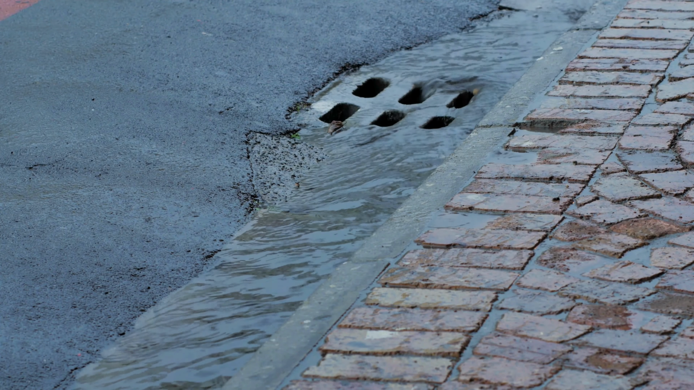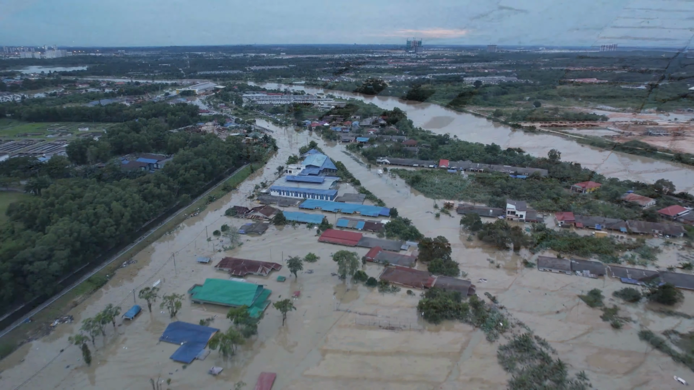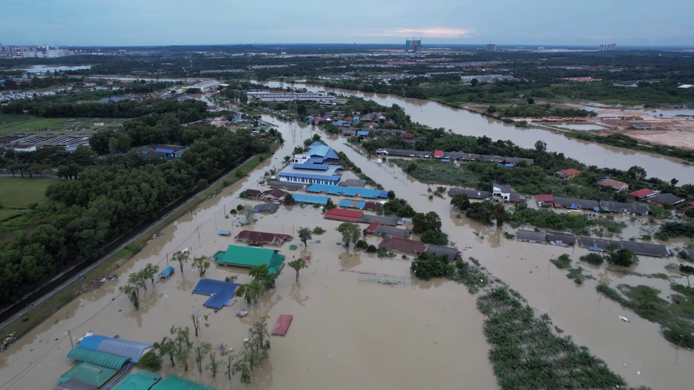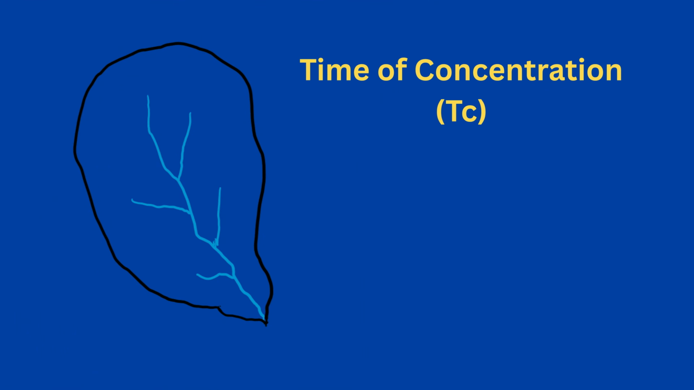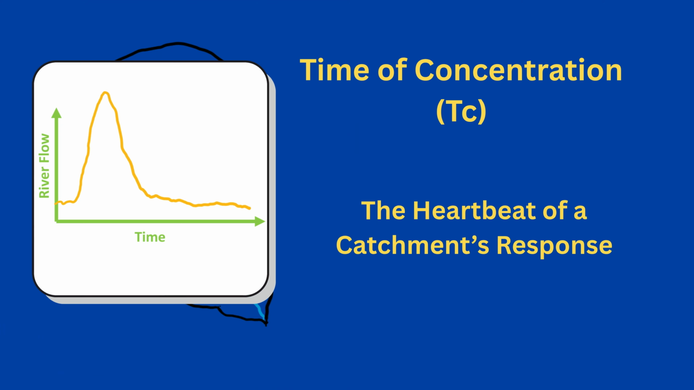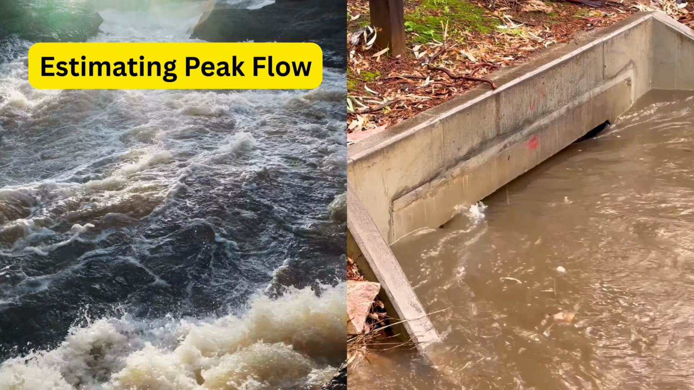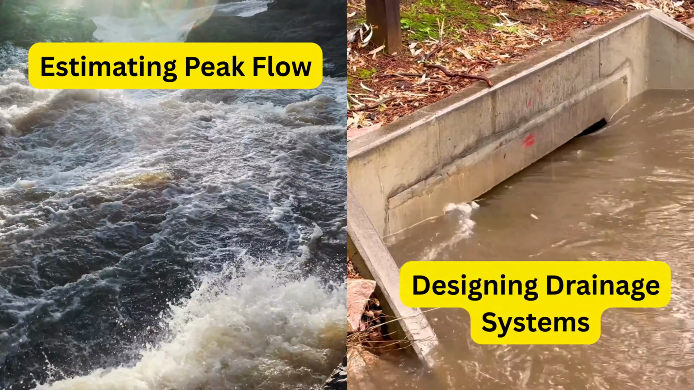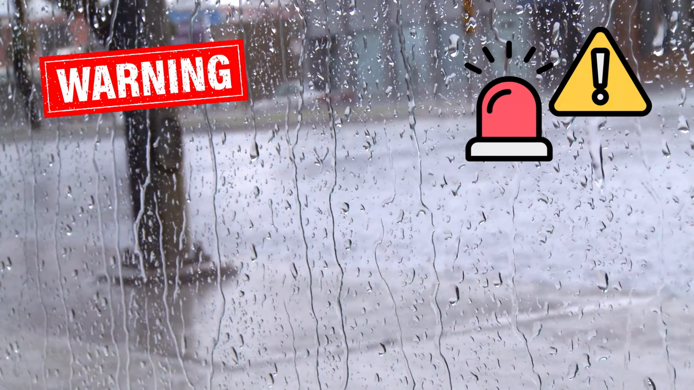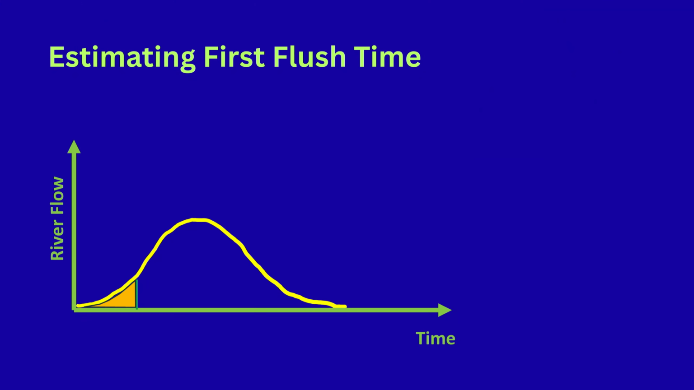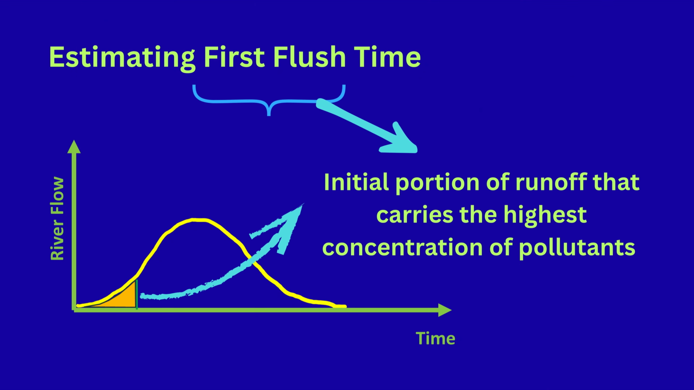The line between effective stormwater control and a costly disaster often depends on one crucial value: the time of concentration. It's the heartbeat of a catchment's response, the key to estimating peak flow, designing reliable drainage systems, planning flood warnings, and even predicting the first flush timing for stormwater quality management.